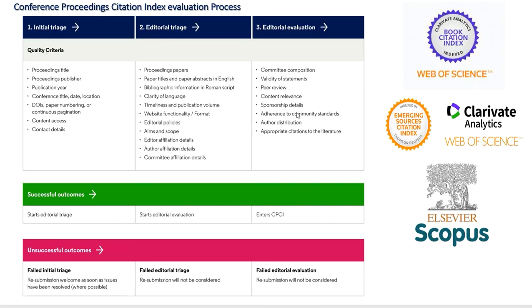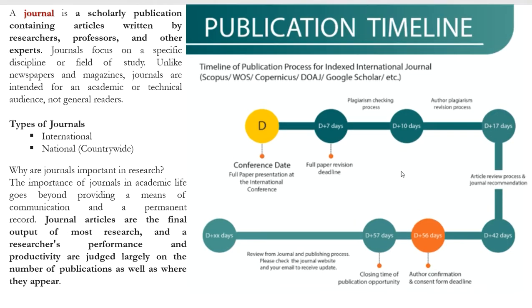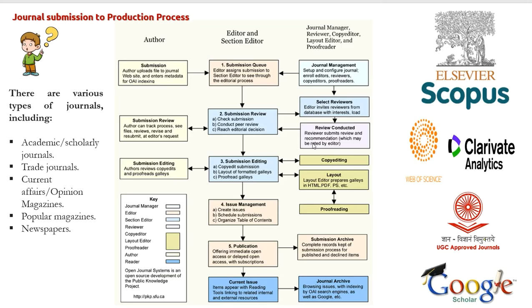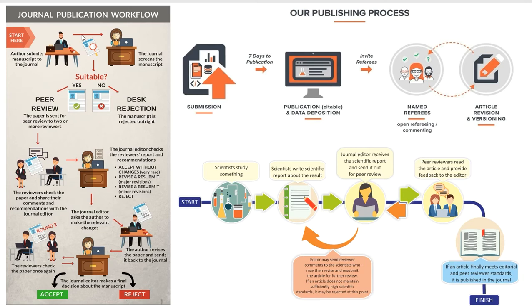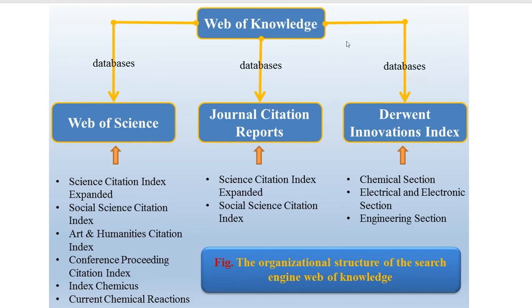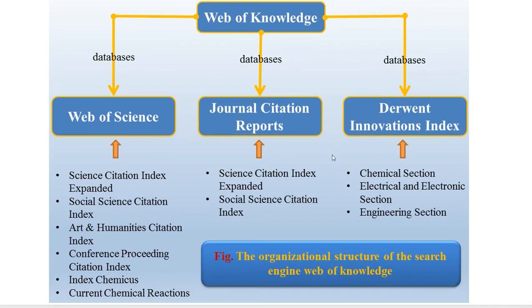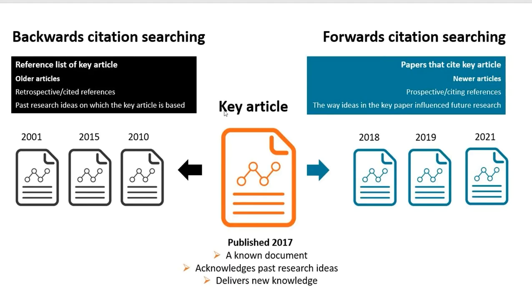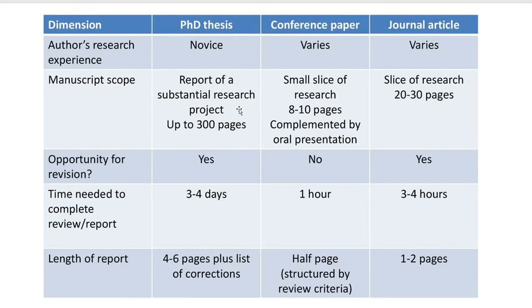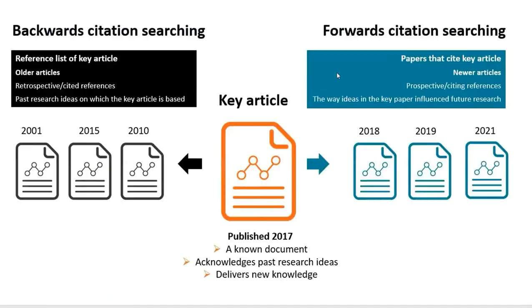Then what the indexing practices are, the publication timeline, and the general submission procedure from author to journal archive. Then the journal publication workflow, which indexing databases are maintained, and the key factors for citation of your published articles. And the difference between review articles, PhD thesis, conference paper, and journal paper. Finally, thank you.